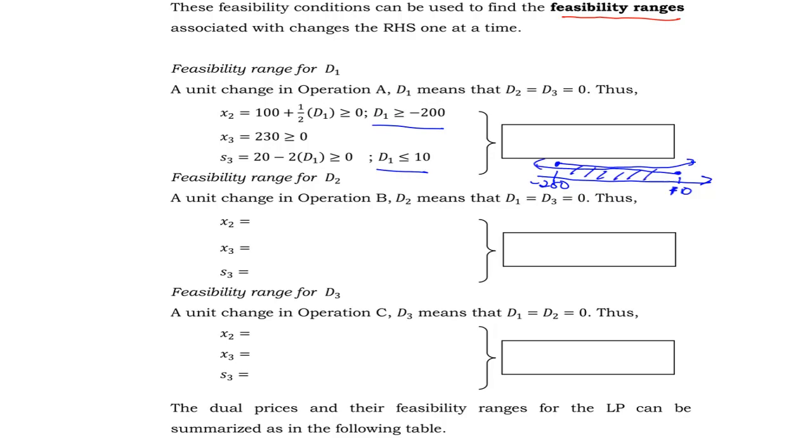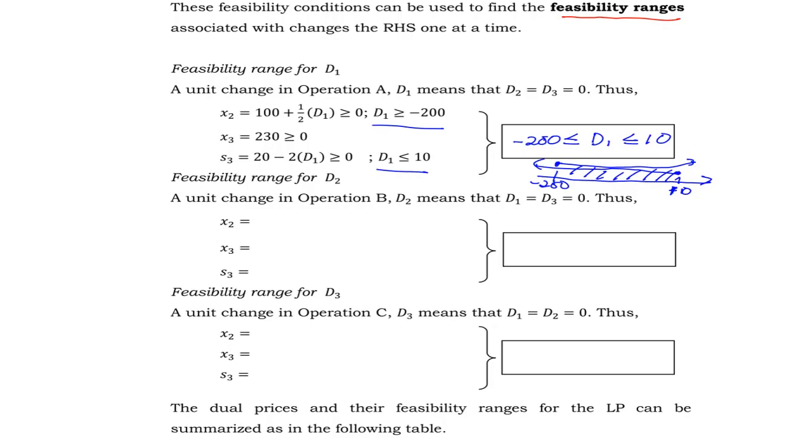So the range is between these two values. So negative 200 is less than or equal to D1, which is less than or equal to 10. Okay, next.